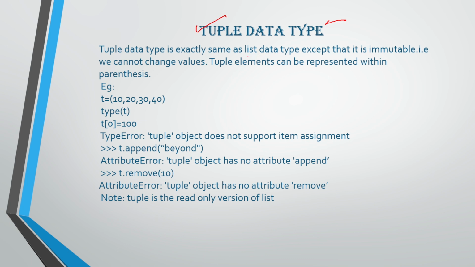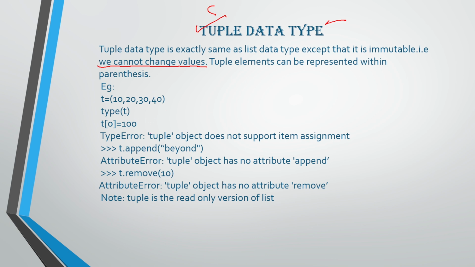immutable. So what do we mean by immutable? Immutable means we cannot change the value of this particular data type. Once we assign a particular value, it is going to be static. You can see here, we cannot change the values of the data type. Tuple elements can be represented within parentheses.